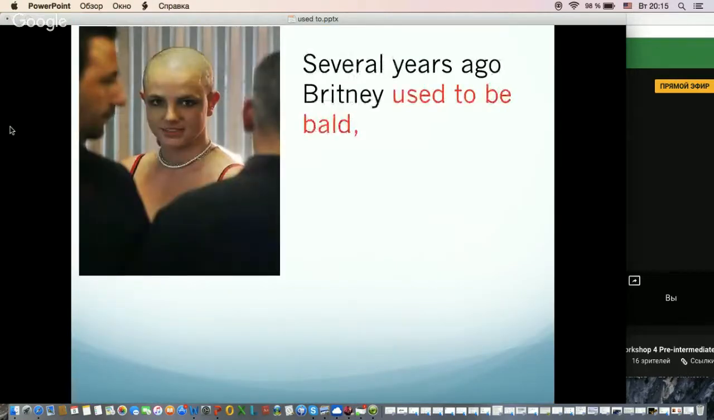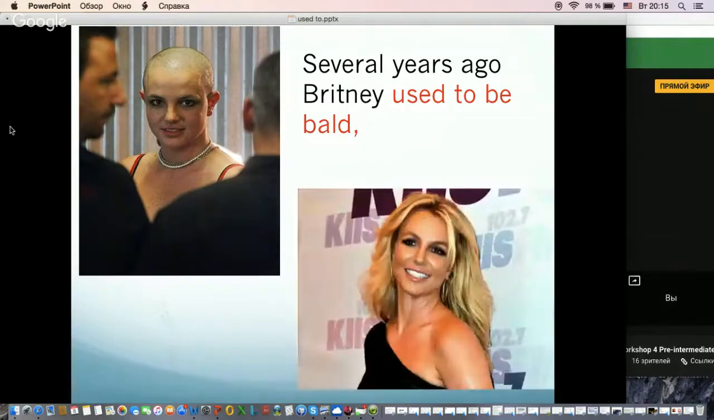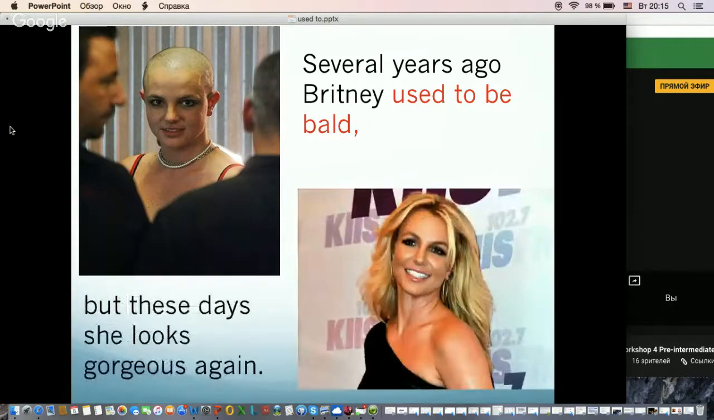Okay, quite a scary example. Several years ago, Britney used to be bald. Poor Britney, бедная Бритни. But these days, she looks gorgeous again. Снова у нас есть противопоставление тому, что было ранее, so that is the truth about past. So once it used to be the truth, but now it isn't.